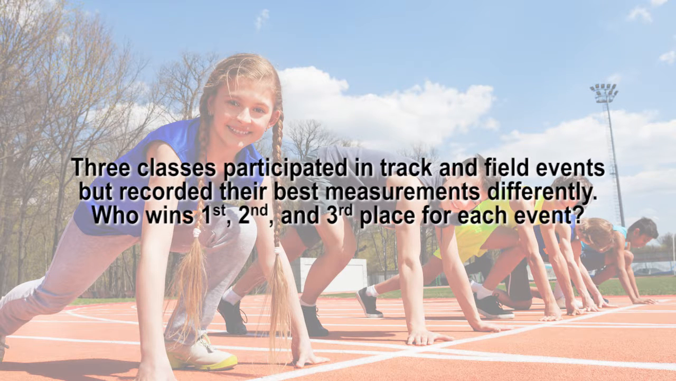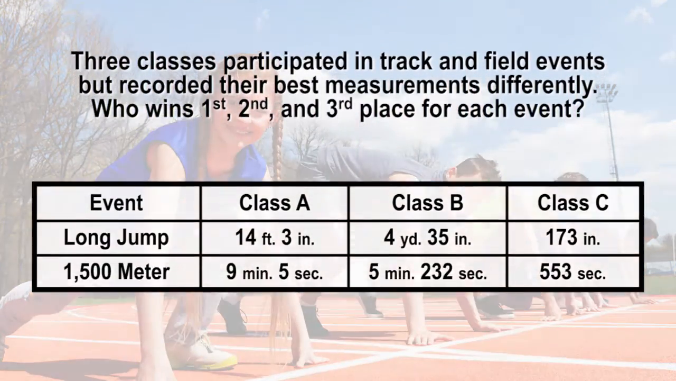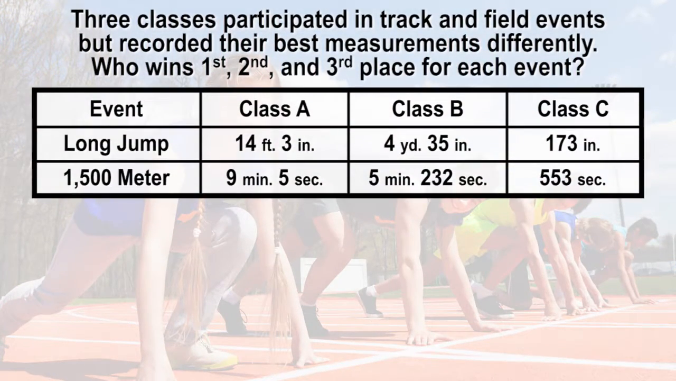3 classes participated in track and field events, but recorded their best measurements differently. Who wins first, second, and third place for each event? Looking at these results, it's difficult to determine the winners because the distances aren't shown in the same units. What would we need to do in order to know who wins each event? Let's convert all of the measures into similar units like those recorded with Class A.